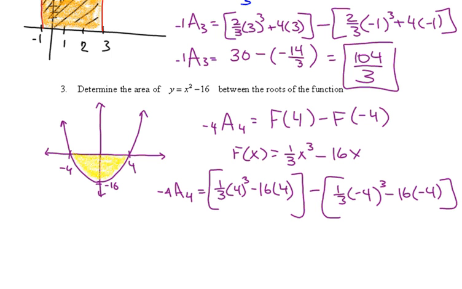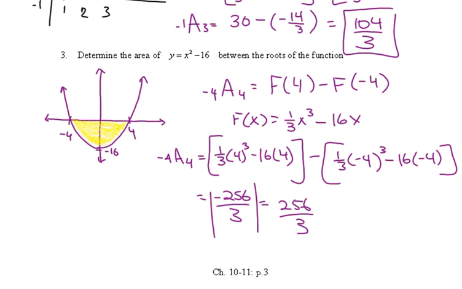Okay. I'm not doing that in my head. What do you get? Can I just tell you? You get negative 256 over 3, so our answer would be, you don't have a negative answer, we take the absolute value of that. So 256 over 3.